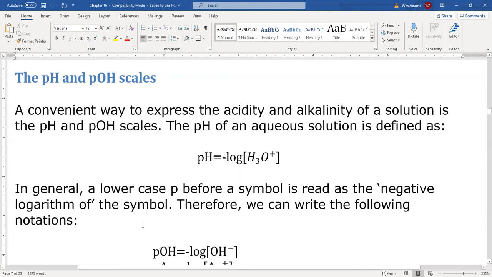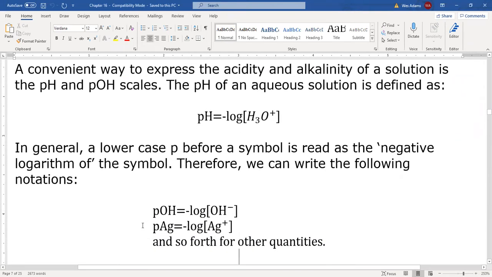For example, the pOH is the negative log of the hydroxide ion, and it's the inverse of the pH function because those ions are inverse of one another. But you could really do it with anything. The pAg is the negative log of the silver ion concentration, so on and so forth. We'll really focus on the pH and the pOH though.